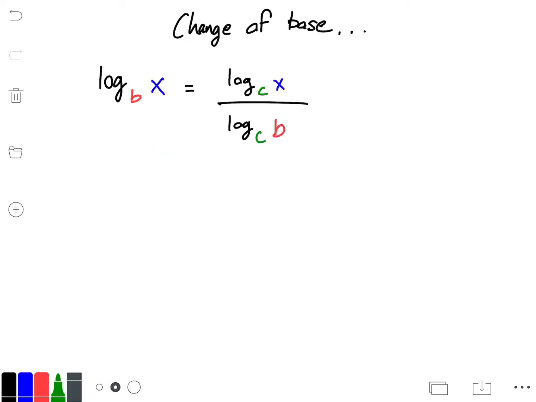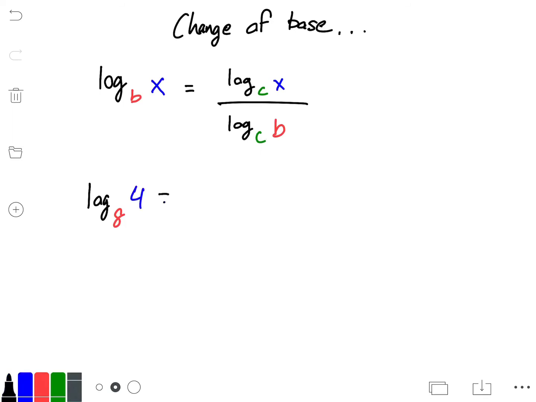So let's move on to the change of base formula. And that goes as follows. Log base b of x is equal to log base c, so whatever we change our base to, of x, divided by log base, once again, whatever base we're changing to, of b. Let's go ahead and dive into an example. So for our example, let's go with something like log base 8 of 4.